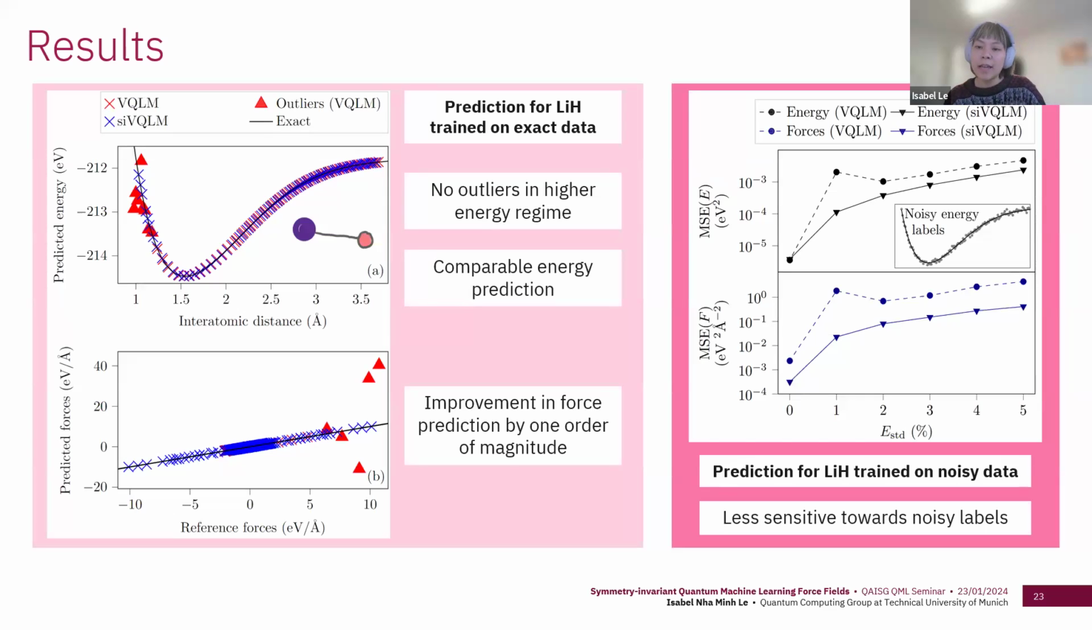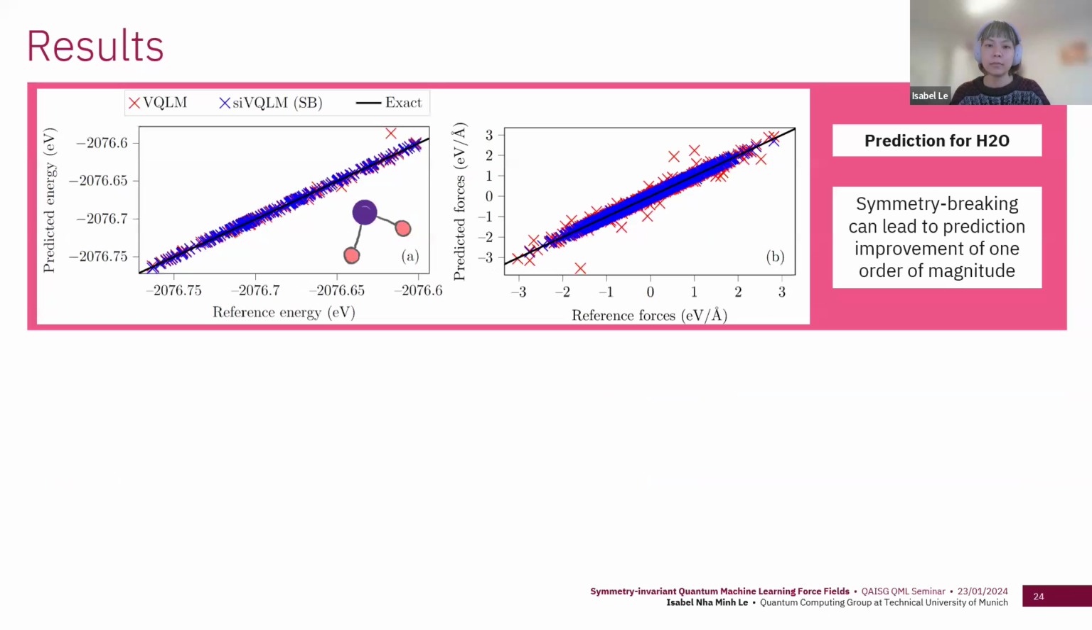And while before the energy predictions of both models were comparable, here we can observe that the generic model suffers more from the noisy data, and it furthermore fails entirely for the force prediction, while the symmetry invariant model outperforms the generic model in both cases. Okay, so that was my insight for you into the numerical results for the diatomic case.